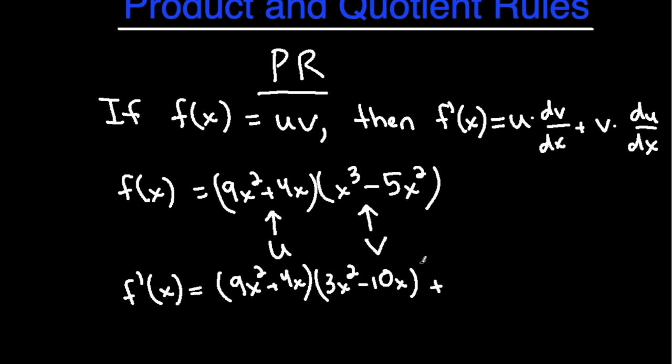And then for the second part, we would do v times the derivative of u. So x cubed minus 5x squared is v, and then the derivative of u, we would use the power rule again, and we get 18x plus 4. So in this example, we use the power rule, and all you have to do to get the derivative is just simplify this and add up the like terms.